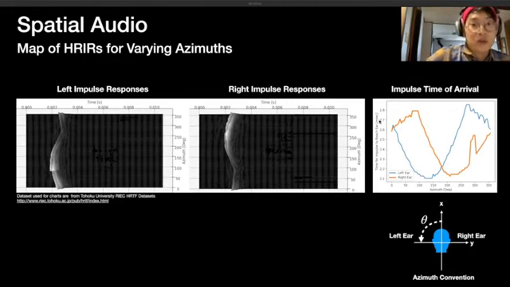So this chart on the right here shows an approximation of the time of arrival of the impulse. And so we see the same thing here. At 0 degrees, the times of arrival are the same, and also at the back of the head. As the speaker moves towards the left ear, we see that the time of arrival at the left ear is less than at the right ear. And after the speaker moves 180 degrees, the right ear now experiences a shorter time of arrival than the left ear.